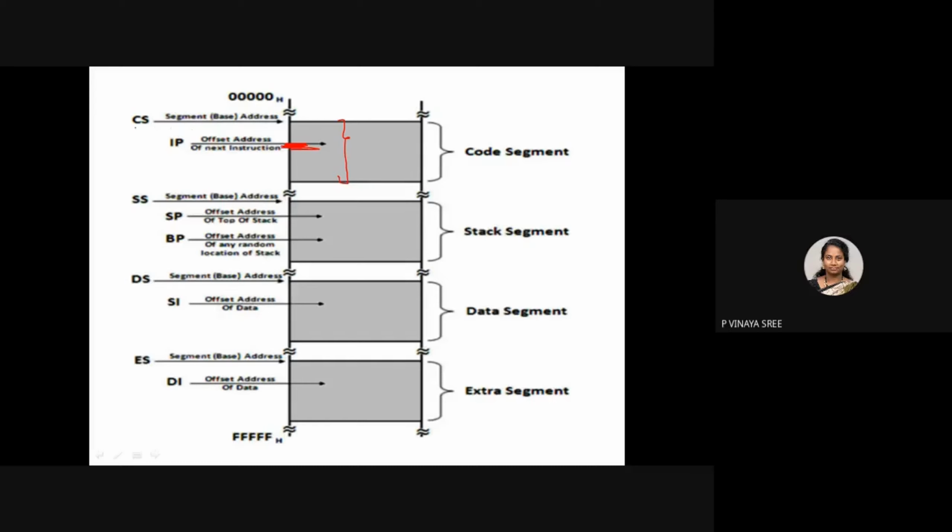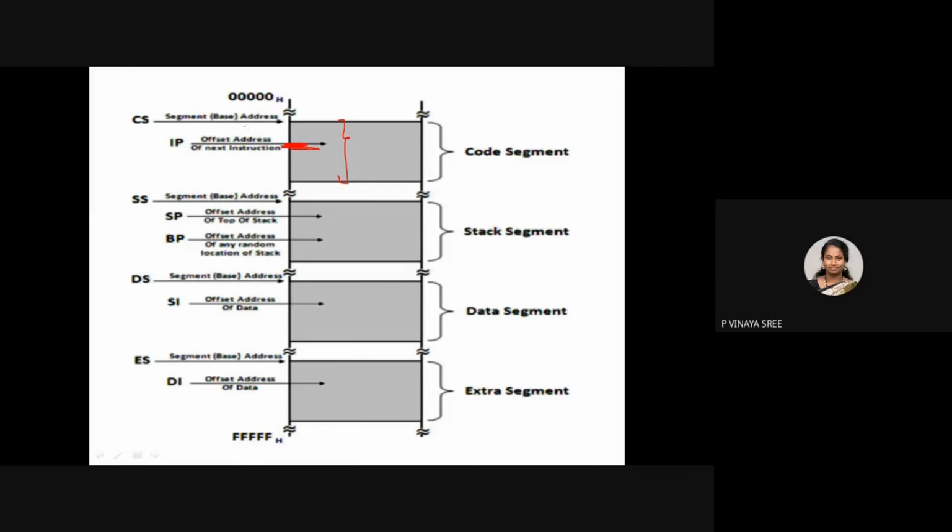So we know that for the code segment, the offset register that we are using is IP. For the stack segment, the offset registers will be SP and BP, and for the data segment it will be SI. There will be more for the data segment. It can be SI, the source index, it may be the destination index, or it may be BX also, which is one of the general purpose registers that we'll be discussing. And for the ES segment register, we'll be using the offset register DI.